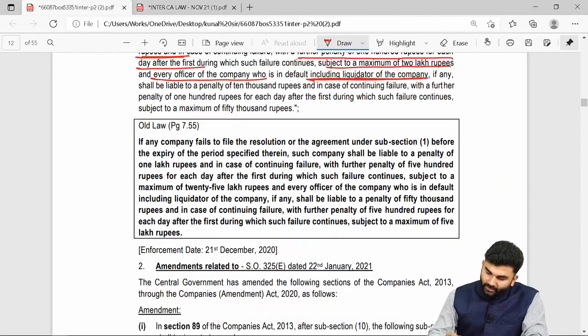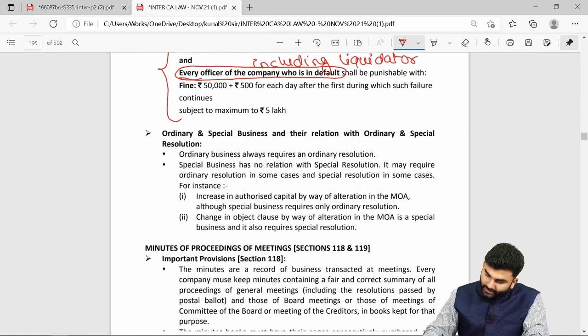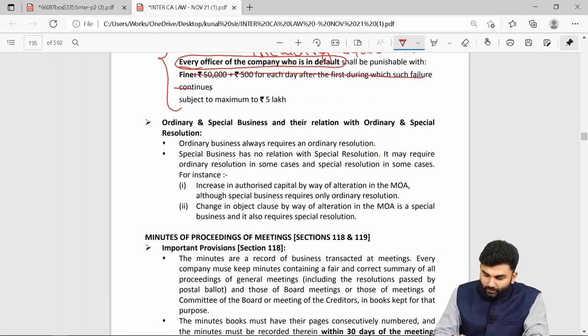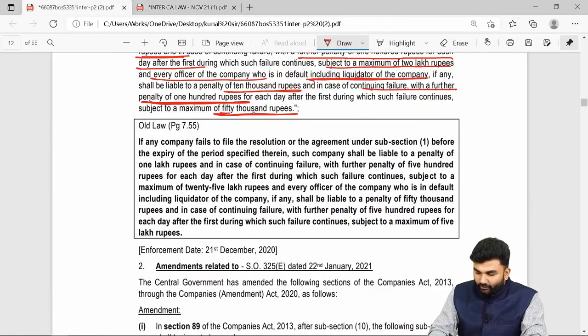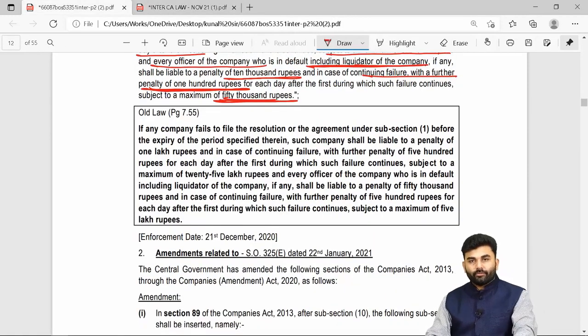Okay. And what is the new penalty? The new penalty is 10,000 rupees, and in case of continuing failure, 100 rupees per day, subject to maximum penalty of rupees 50,000. So now the new penalty says it should be 10,000 rupees. For the continuing default, 100 rupees per day, subject to maximum penalty is now 50,000 instead of 5 lakhs.